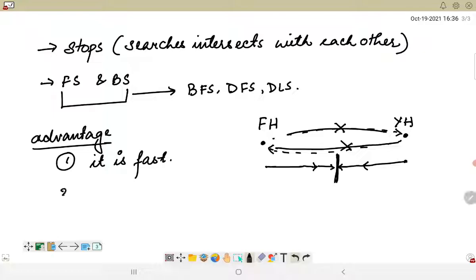The next advantage is that bidirectional searches require less memory. Since we do not have to traverse, or generate the adjacent states, at each point of time, fewer nodes are generated, and that is why less memory is occupied.